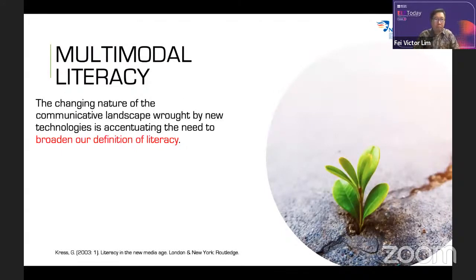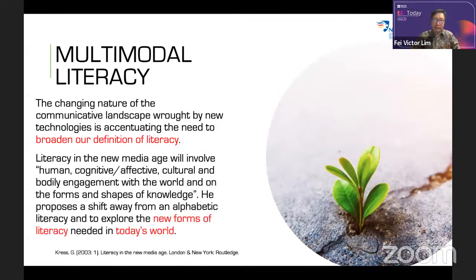So in a nutshell, we recognize the changing nature of the communication landscape, and we recognize that the new technologies we have around us are creating a need for us to broaden our definition of literacy. And as Gunther Kress pointed out, literacy in the new media age, in today's age, will involve human cognitive, affective, cultural, and bodily engagement with the world and with the forms and shapes of knowledge. So therefore, there's a shift away from alphabetic literacy, making meaning with just language, to exploring the new forms of literacies needed in today's world.